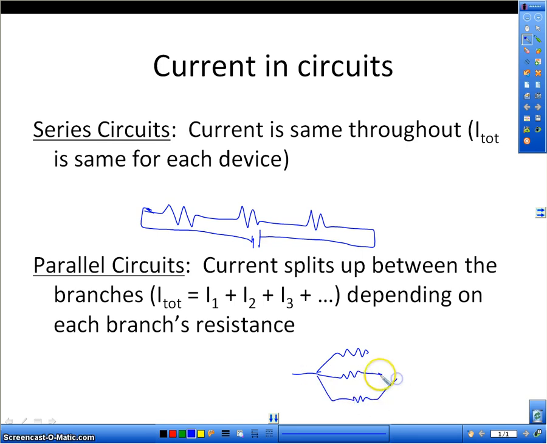The rate of flow in the various branches will vary depending on how much resistance each branch has. So the branches with more resistance will have a slower rate of flow through them. But altogether, all of those currents would add up to the total, whatever's coming out of the battery, a total rate of flow coming out of the battery. So that's how parallel circuits work, and up above is how series circuits work.